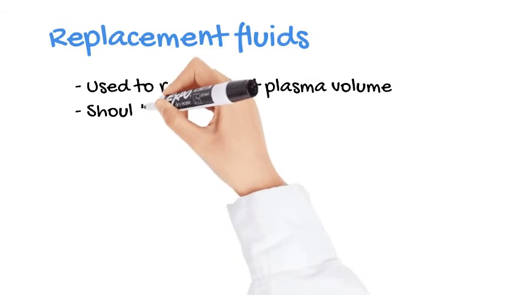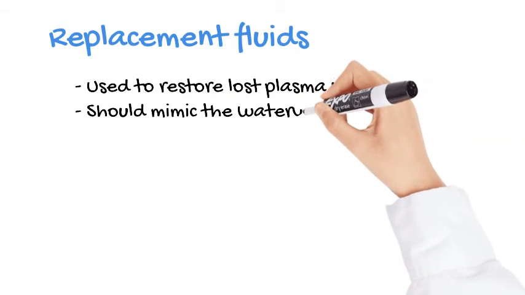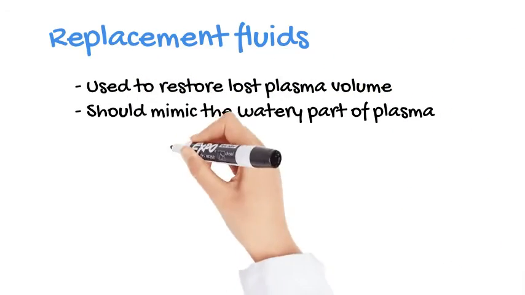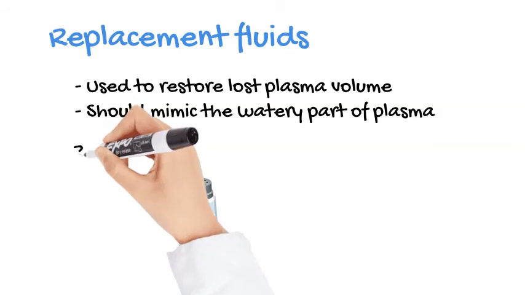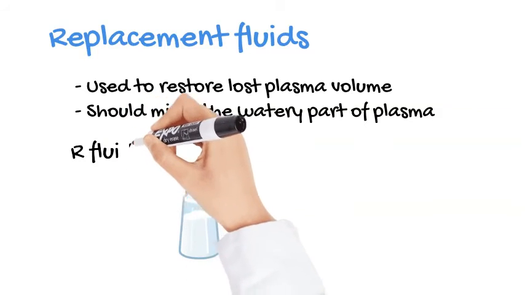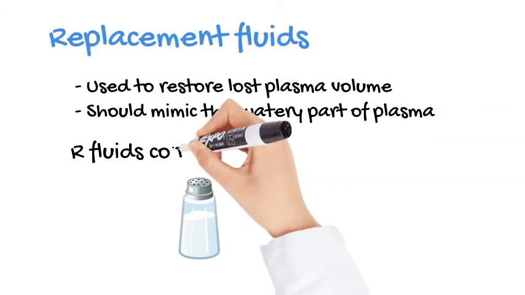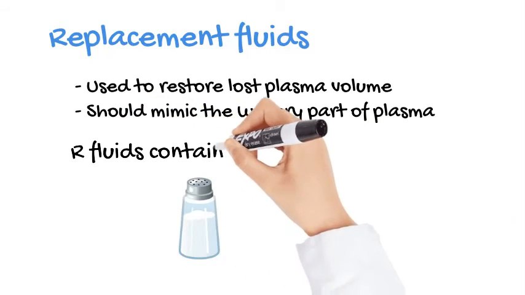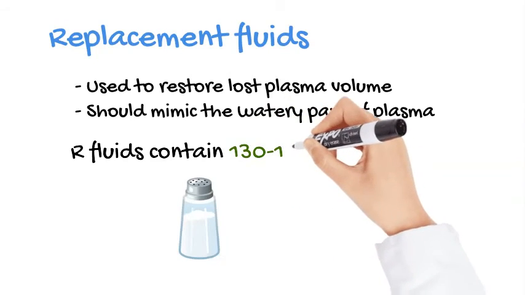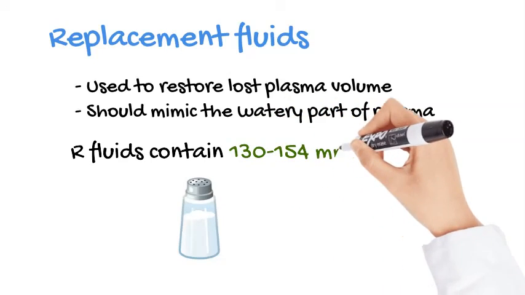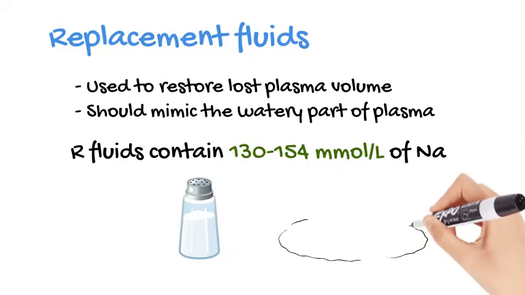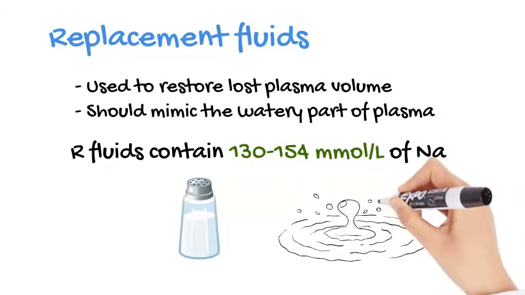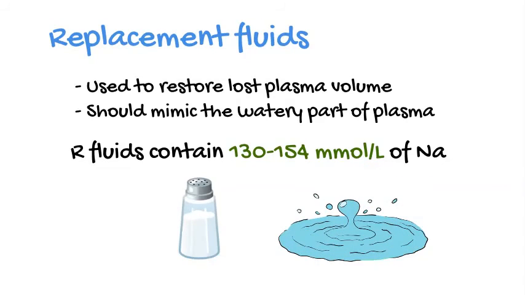A replacement fluid is used to restore lost plasma volume. We also use these fluids when we are resuscitating a patient. And so the content of a replacement fluid should basically be the same as the watery part of plasma. So these fluids contain a lot more salt. They contain a sodium that's about the same as plasma, so between 130 and 154 millimoles of sodium. So a lot more salt compared to the amount of water.